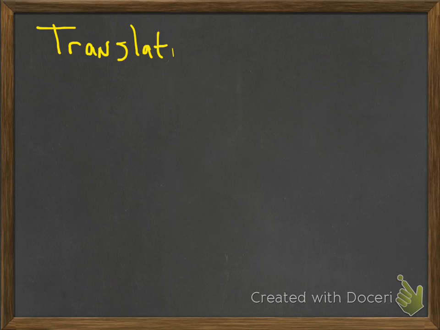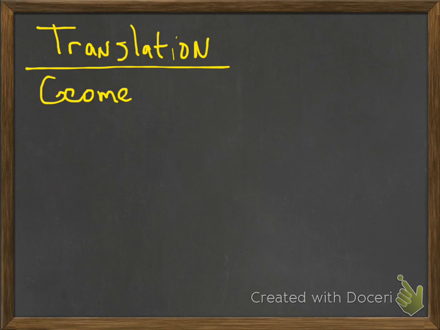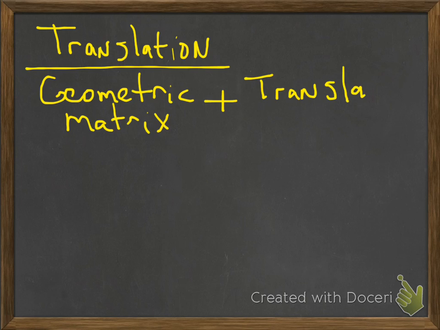First, with a translation, basically what you're doing is taking the geometric matrix, the one that you made from looking at the coordinates, and adding to it a translation matrix. Now, when we want to add matrices, what do you have to have? The same dimensions. Dimensions have to be the same to be able to add. So if the one that we created from ABC was a 2x3, what do I have to add to it? I have to add another 2x3. Okay. So let's do that as an example.